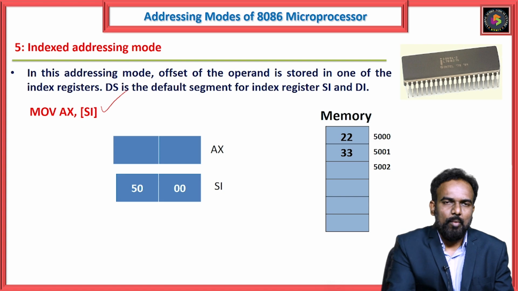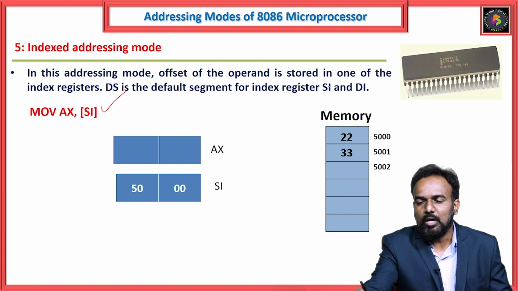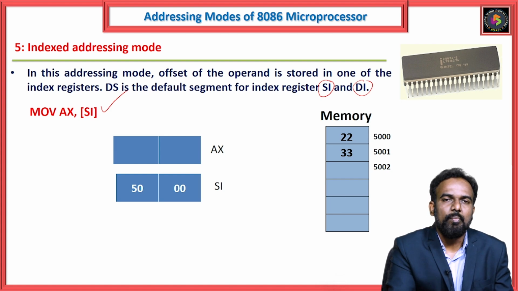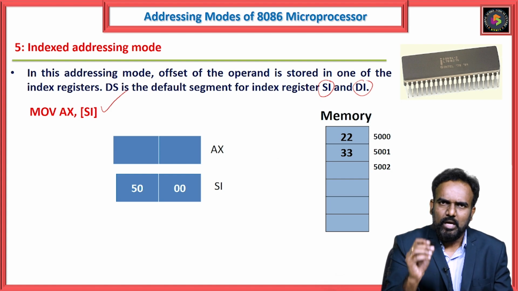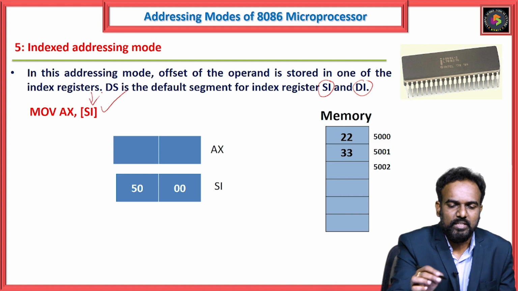Here if you check the operands, one of the operands may be any register, but the source operand must be one of the index registers, that may be SI or DI. SI stands for the source index register and DI stands for the destination index register. One of the operands must be an index register. Here in this programming instruction we are using SI, the source index register.